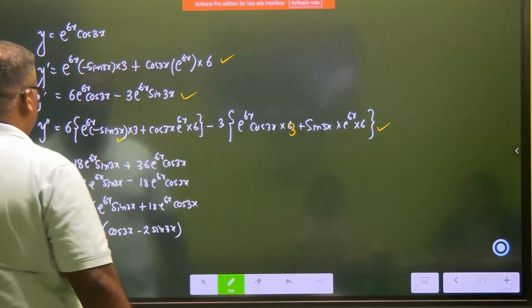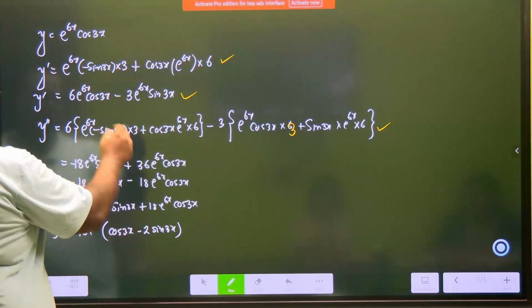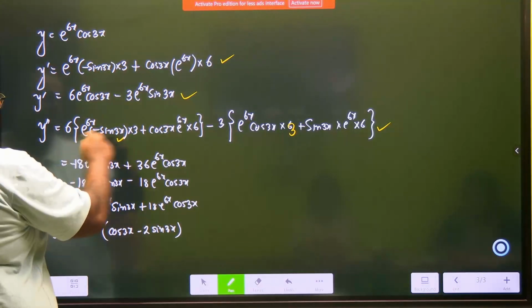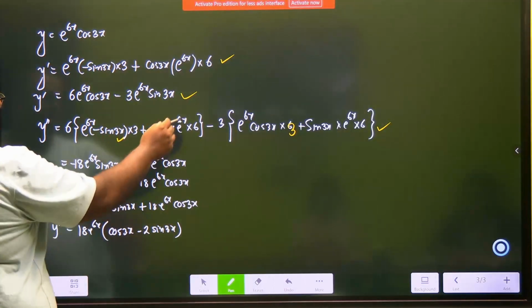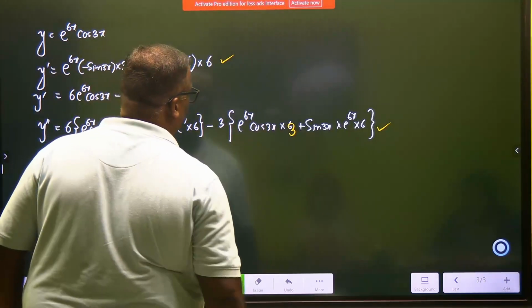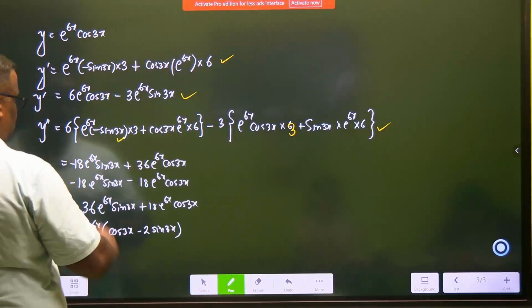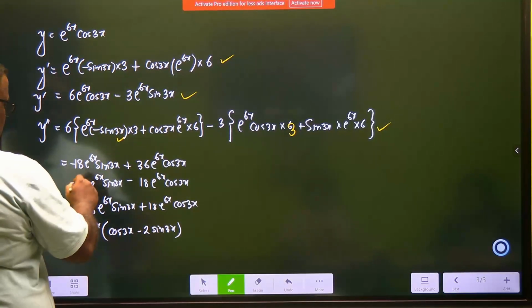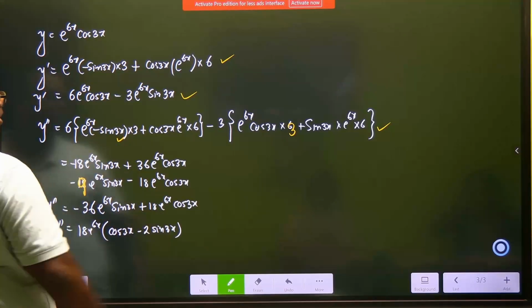Okay, now let's proceed further. So 6 multiplied by 3 is 18 e to the power 6x sine 3x, which is fine. 6 into 6 is 36 e to the power 6x cos 3x. That's fine. 3 into 3 gives me 9. So this will give me 9 e to the power 6x cos 3x. This should be 9.